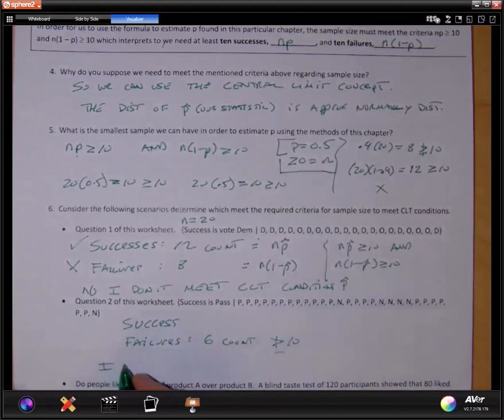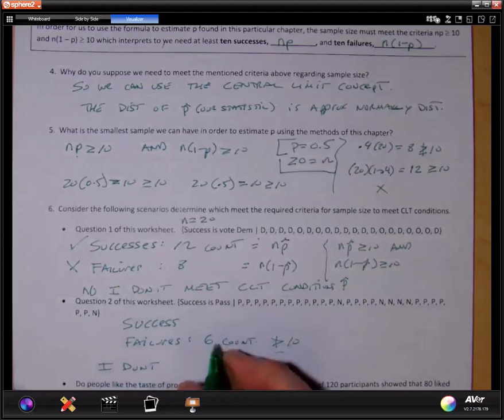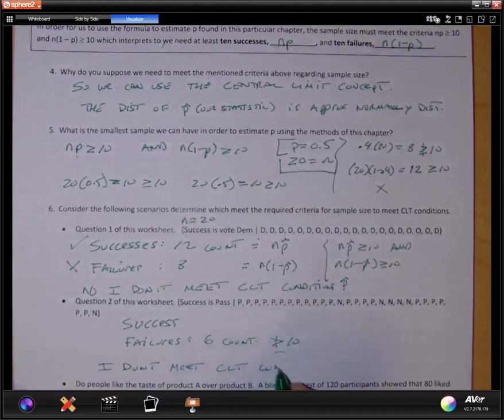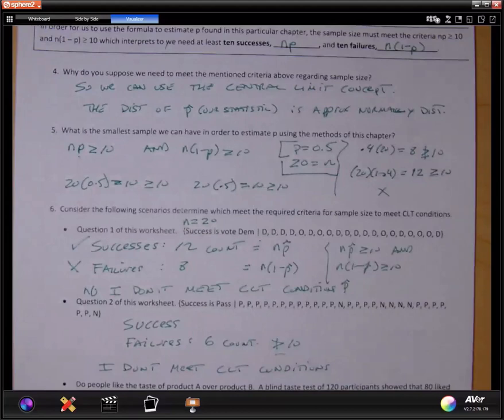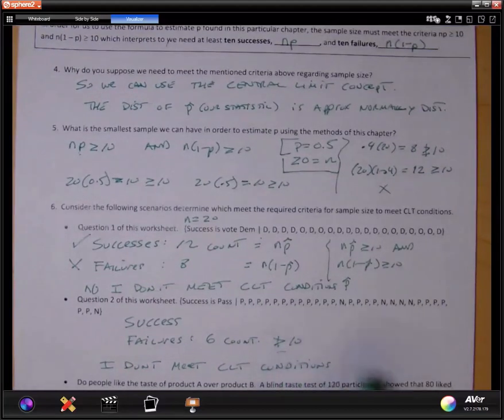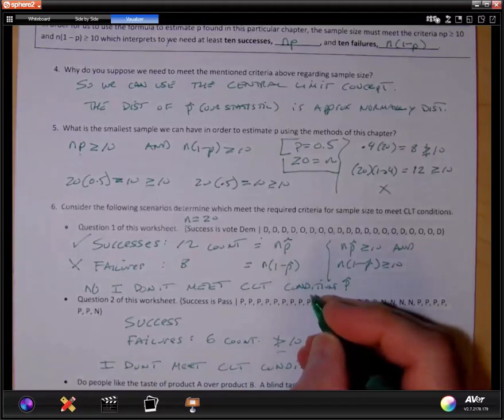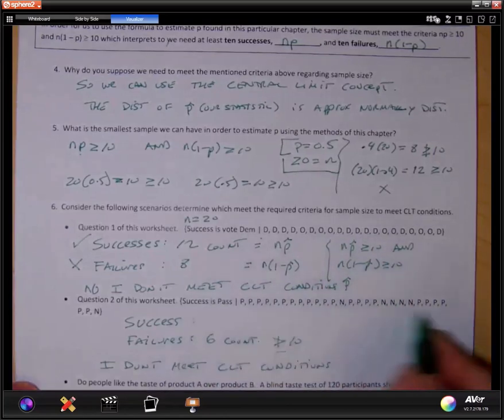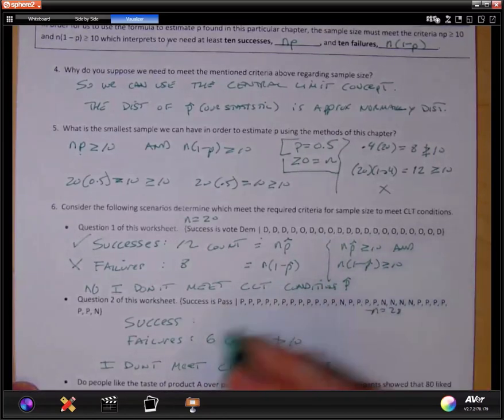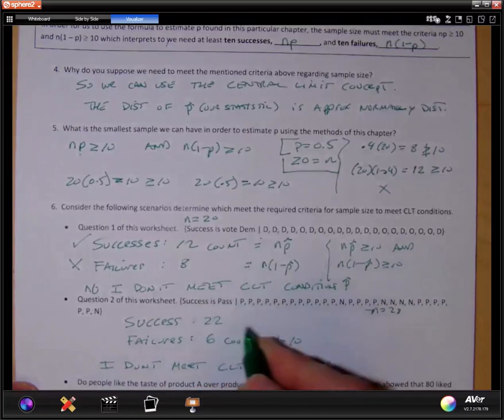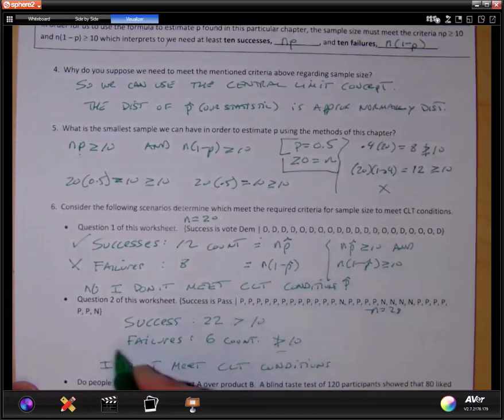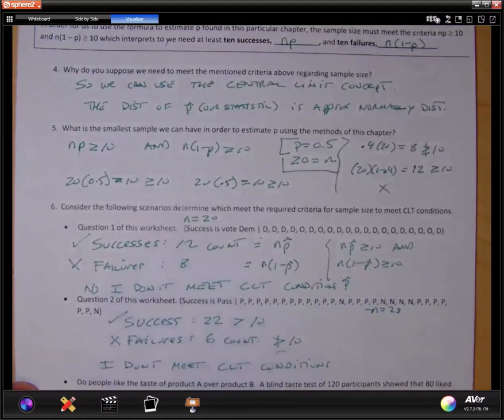So I don't meet CLT conditions. My failures is not over 10. My successes is, because I can see this definitely has a lot more. I think it was 28 originally, and that means I would have 22 successes, which definitely is greater than 10. But because this one fails, and this one succeeds, no good.